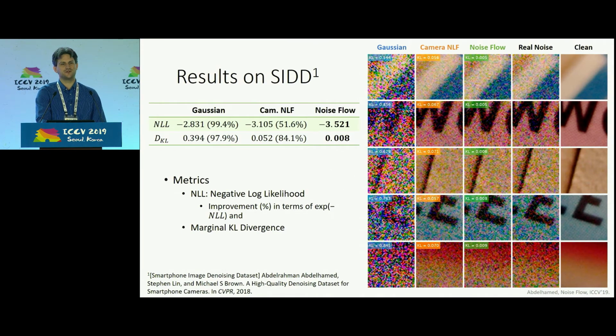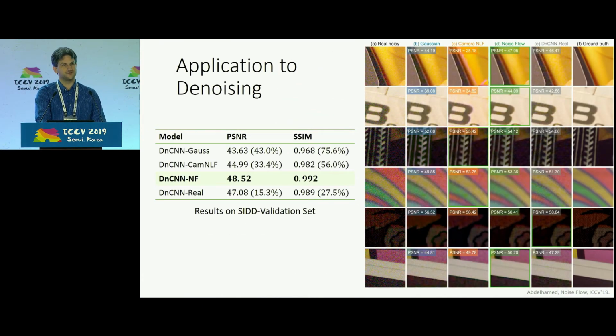In order to demonstrate the usefulness of the Noise Flow model, we consider the application of denoising. Simulated noise is often used to train denoising networks in modern approaches, and we see that training with Noise Flow generated noise significantly improves performance compared to the Gaussian and signal-dependent baselines. In fact, it performs as well as using the real data itself directly to train the denoising network.